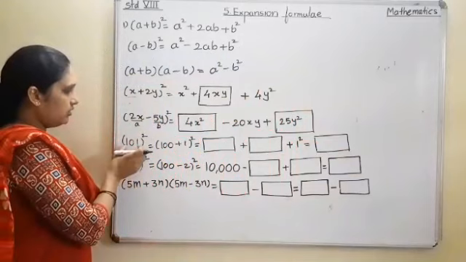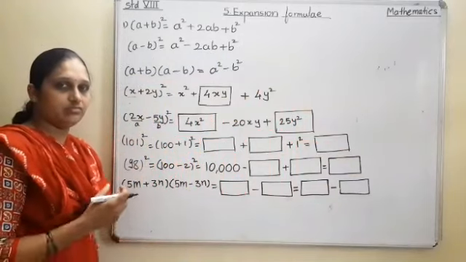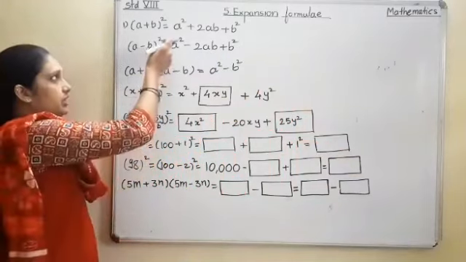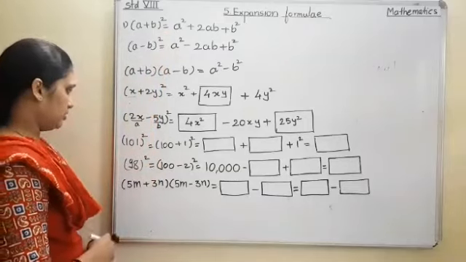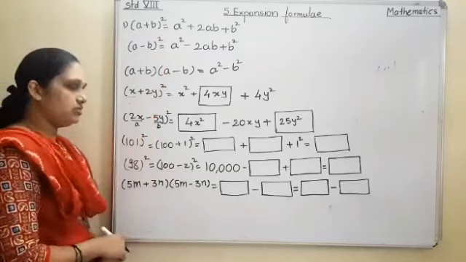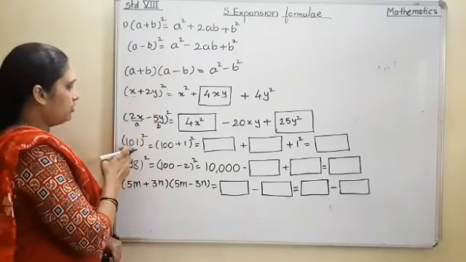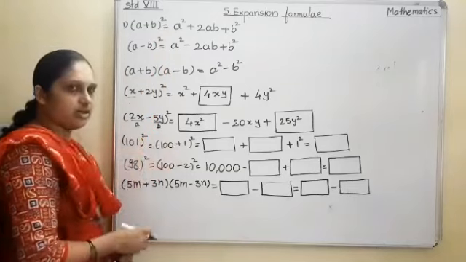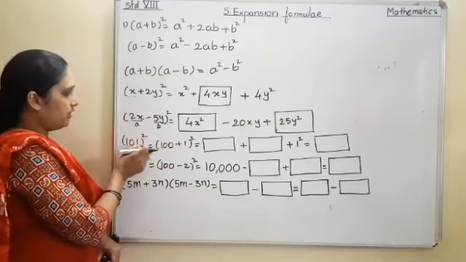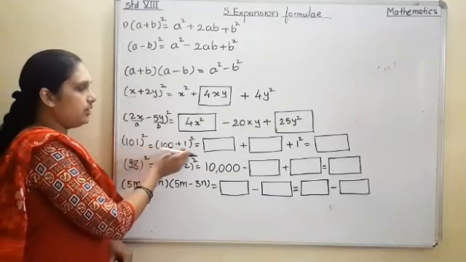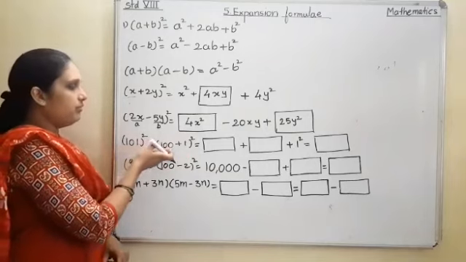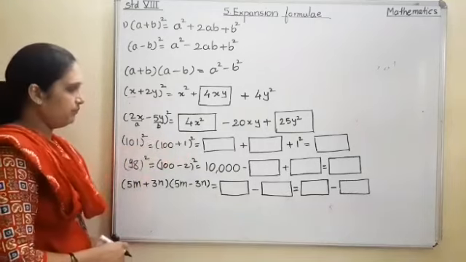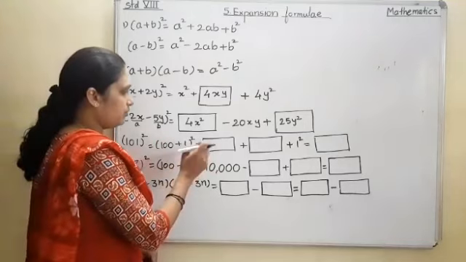101 square. Now directly we cannot find 101 square easily. So we can use these identities to find the square of any number. So 101 square we have to find. Now this 101 is nearer to 100. So in the place of 101, we'll write 100 plus 1. That means without changing its original value, we are making a change here.